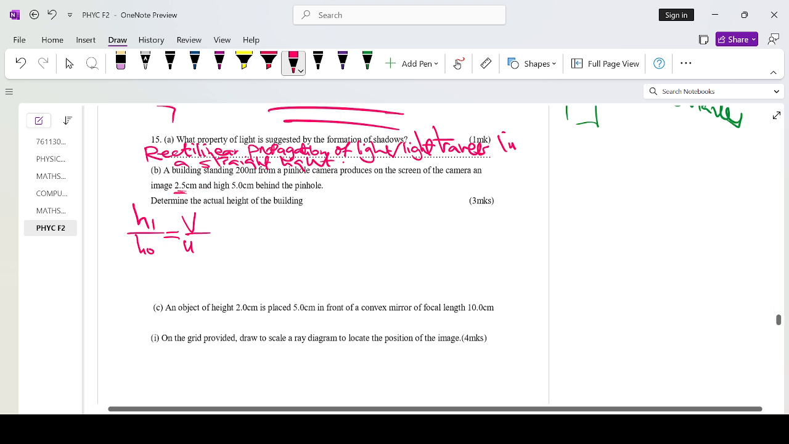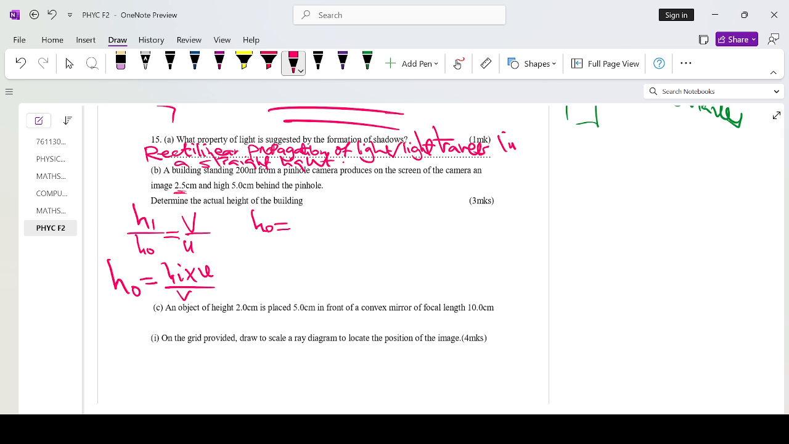So let me just see how that is. What they want is, determine the actual height of the building. If I make height of the object the subject of the formula, I'm going to have height of the image times the object distance from the camera divided by the image distance from the camera. Now having that, my height of the object is going to be height of the image. What is the height of the image? They have said the height of the image is 2.5. So that is 2.5.